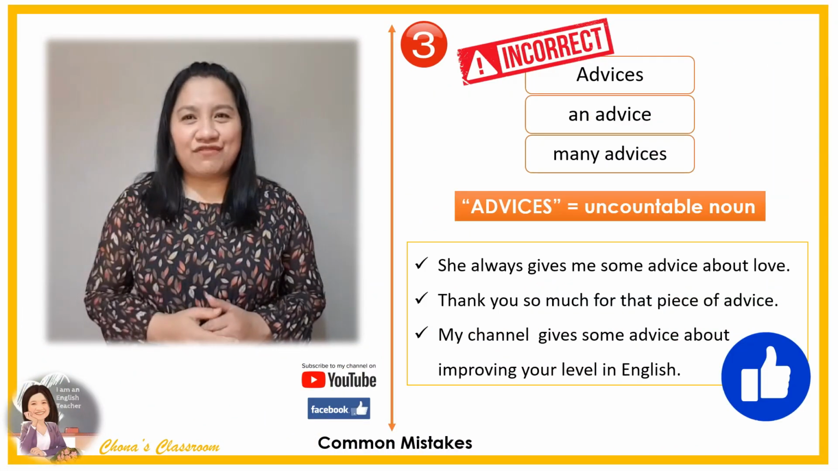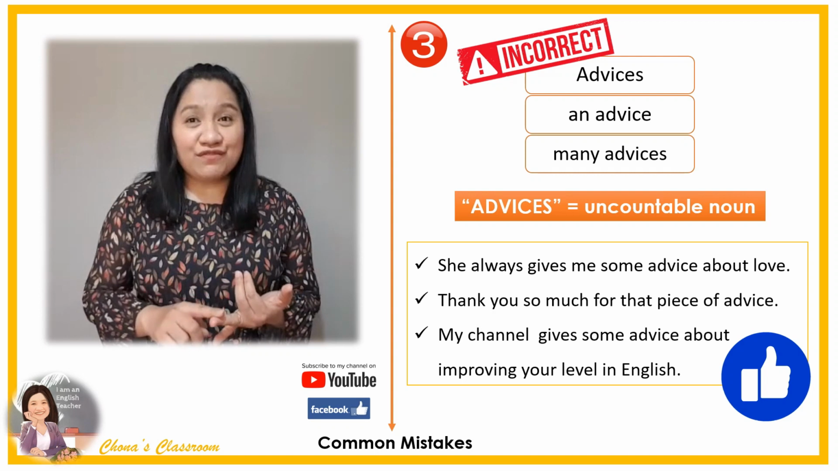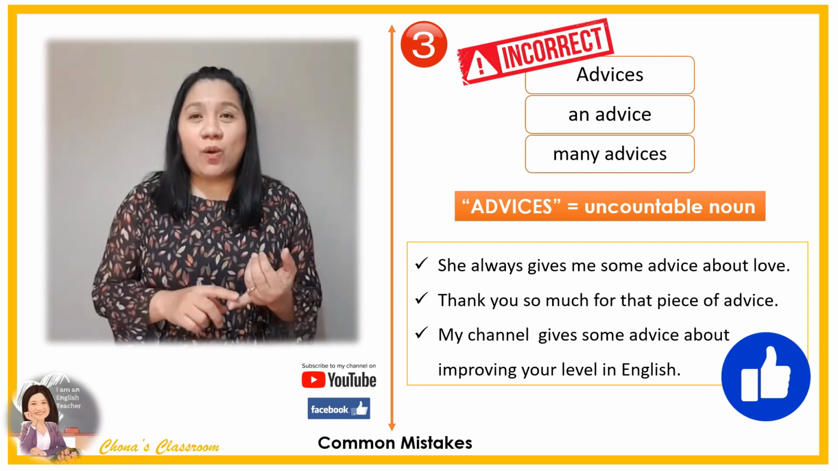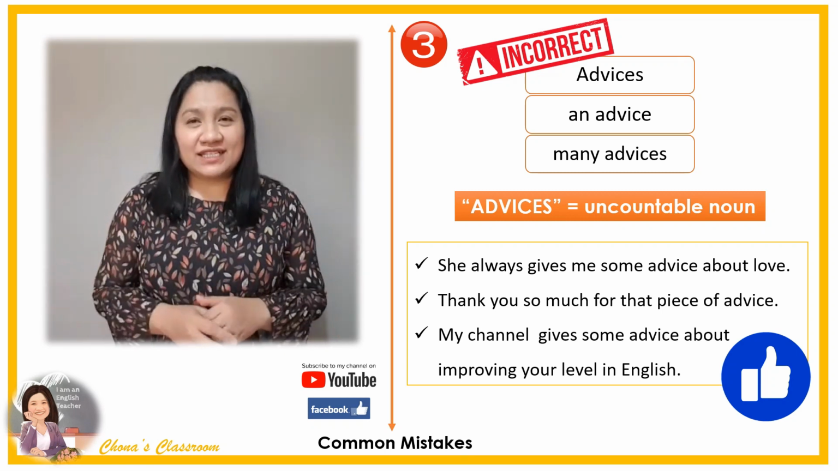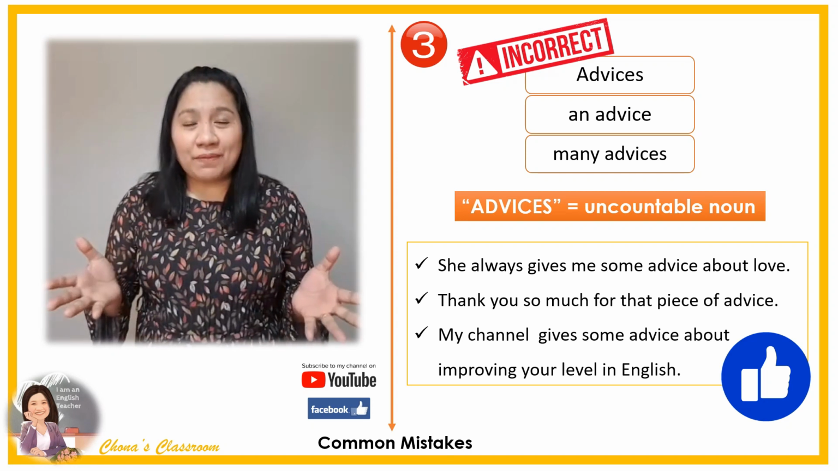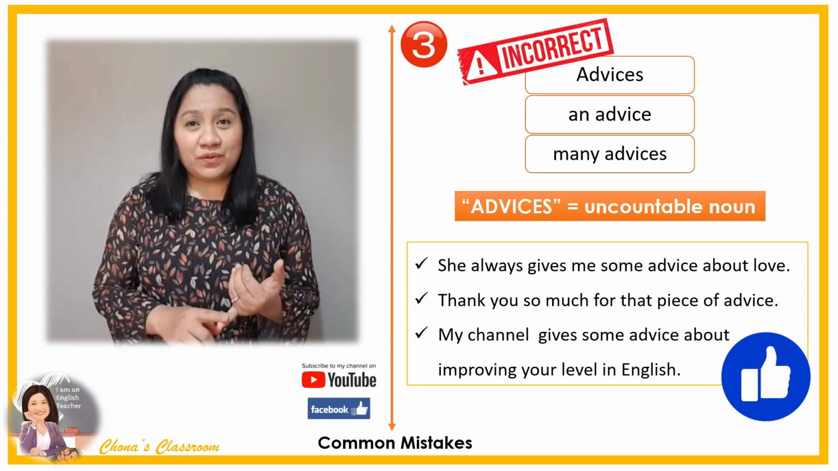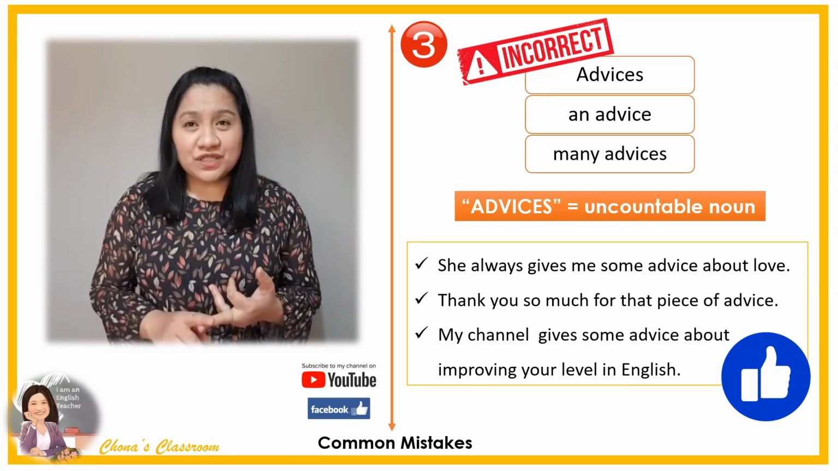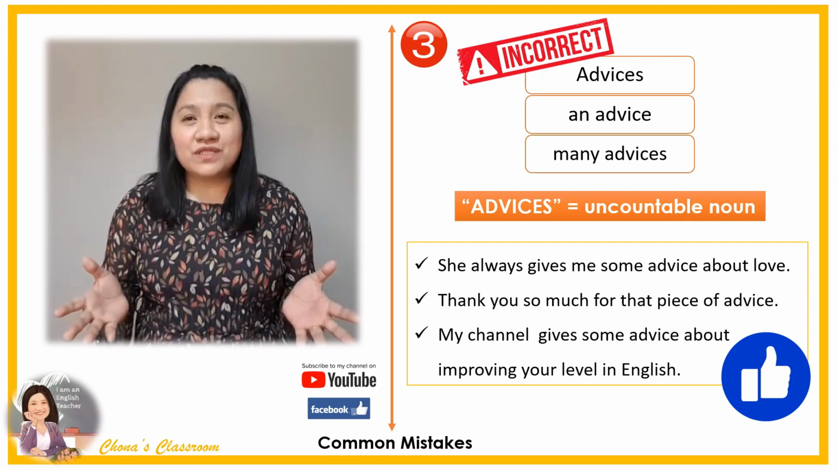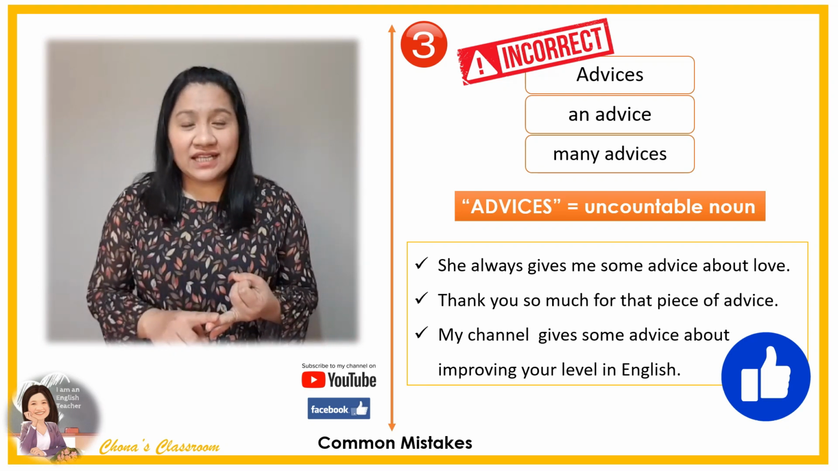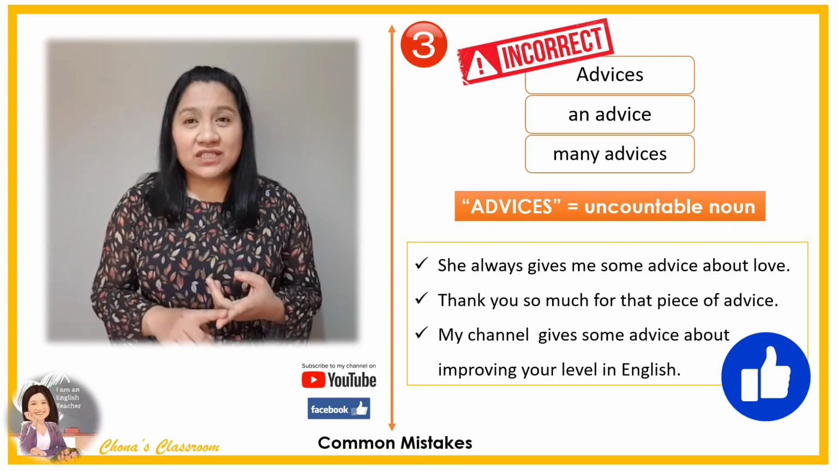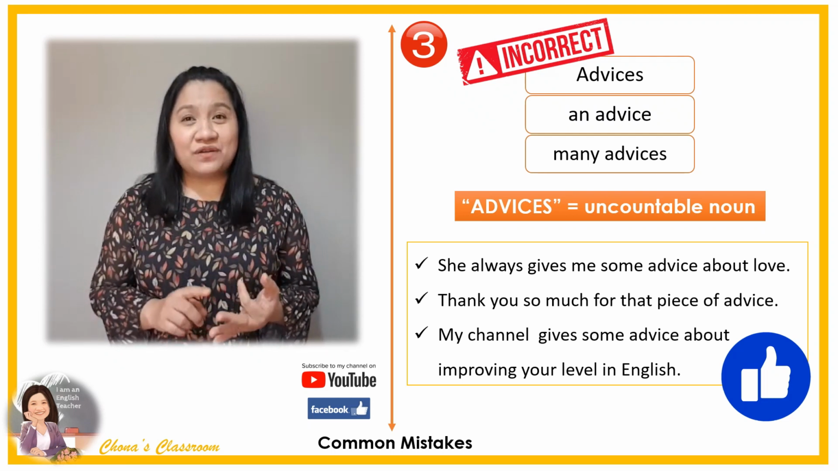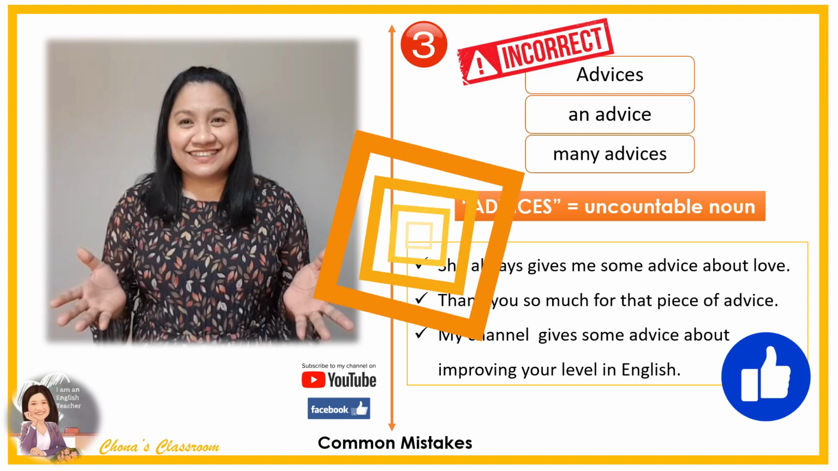Number 3 is advice. So advices, an advice, many advices, all of these again are incorrect. Like homework and information, advice is uncountable, so the same rule applies. We don't put an S to make it plural, we don't add an article at the beginning of the word, and we don't use many to quantify. So the correct forms are advice, a piece of advice, some advice, a lot of advice, or much advice. Or sometimes we can use tips, guidance, or recommendations instead of advice.